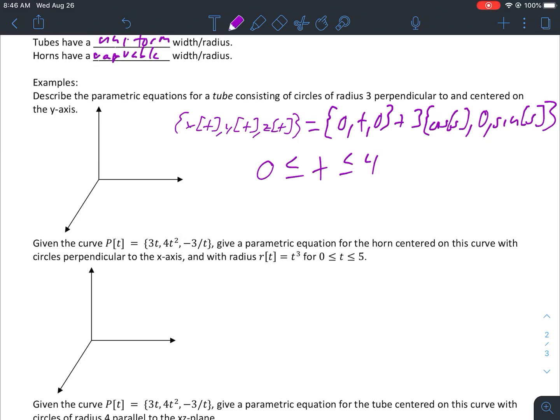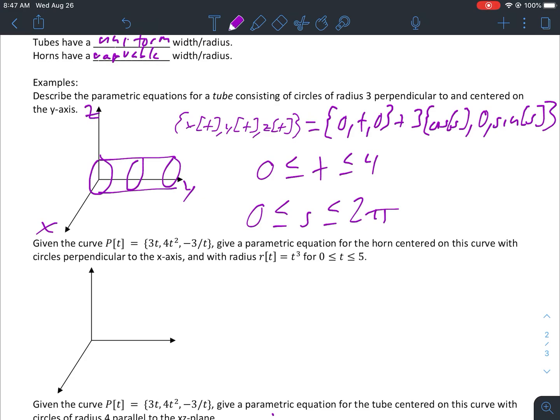And then if we want a full tube, we have to make sure that our trig functions complete one cycle here. So we're going to let s range from 0 to 2 pi. That'll give us a full tube. Okay, so what would that look like if we were to plot that? Do the best with your plotting here. Basically, that would look something like this, centered on the y-axis. So then it would be parallel to the xz plane. Remember, this is x, y, and z when you're 3D plotting.